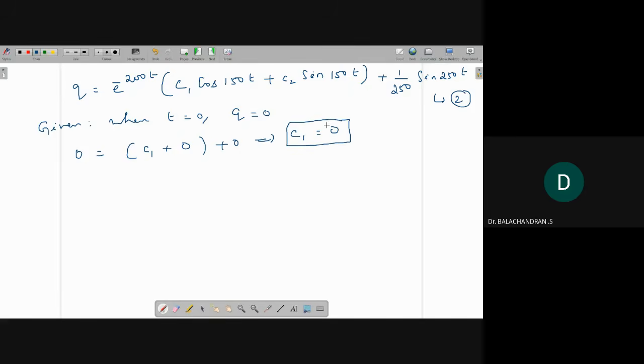Now substitute c1 equal to 0 here, you will get q equal to e power minus 200t into c2. I will write c2 here, c2 into e power minus 200t into sine 150t plus 1 by 250 into sine 250t. Okay.